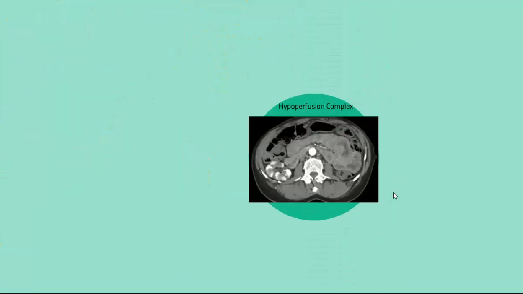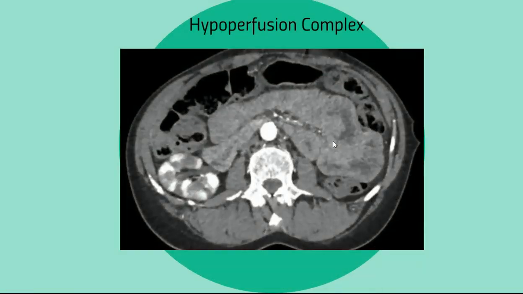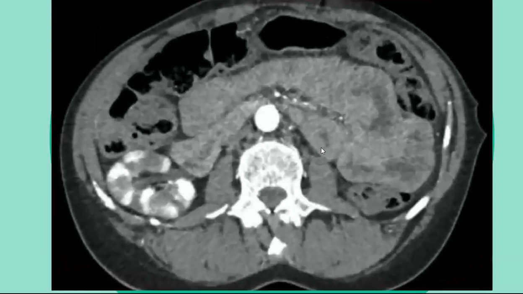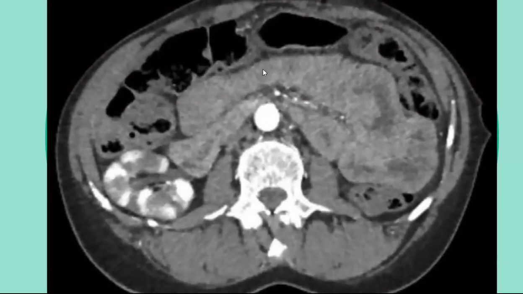Shock bowel. This is an axial contrast enhanced CT of shock bowel after a crush injury. Here we can see the jejunum is thick-walled and fluid-filled and hyper-enhancing. Shock bowel is the intestinal manifestation of hypoperfusion complex occurring in the setting of hypovolemia and hypotension.